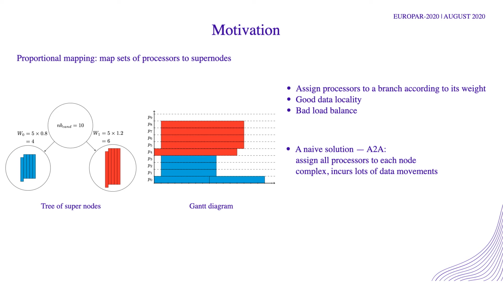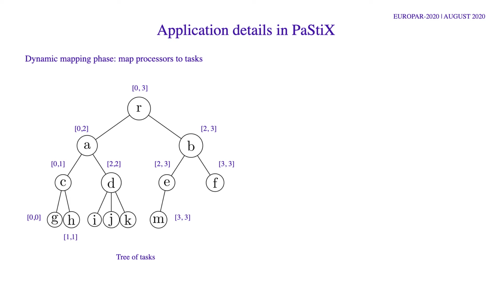An intuitive solution is to assign all processors to all tasks. We call it the all-to-all heuristic. It solves this node imbalance problem, but it's complex and incurs lots of data movements. This work is going to answer the question: how can we improve the node balance while keeping good data locality? We can solve it in the second step. Let's see the second step.